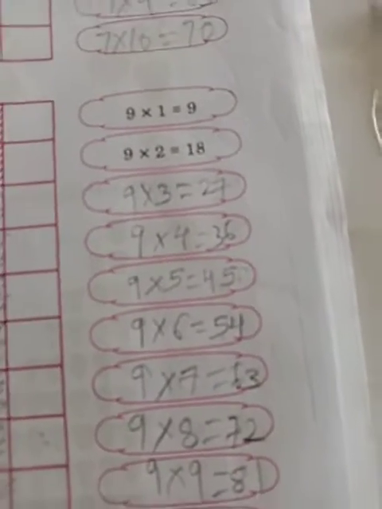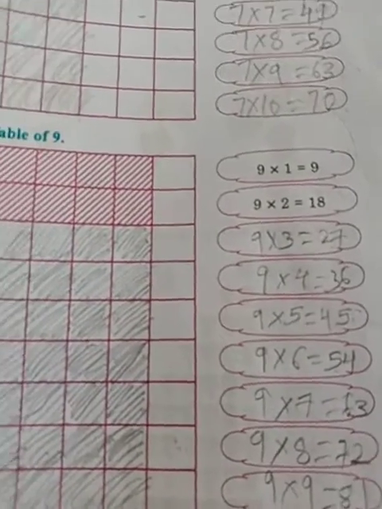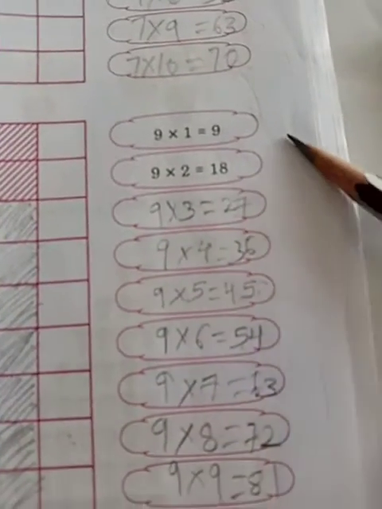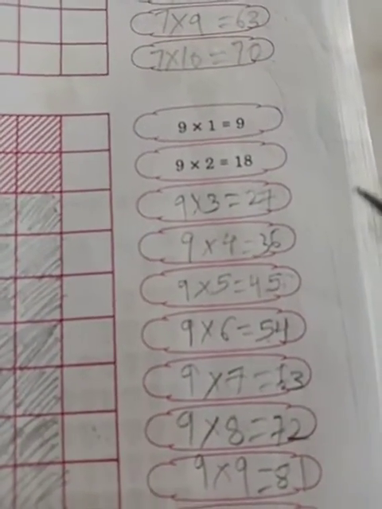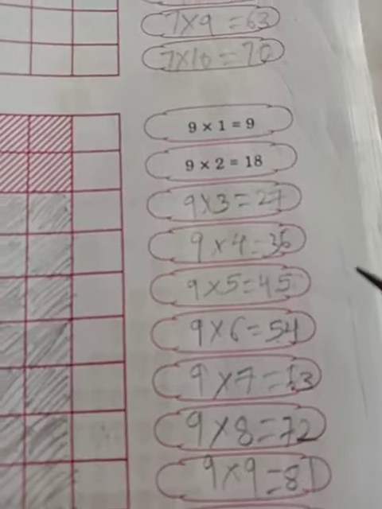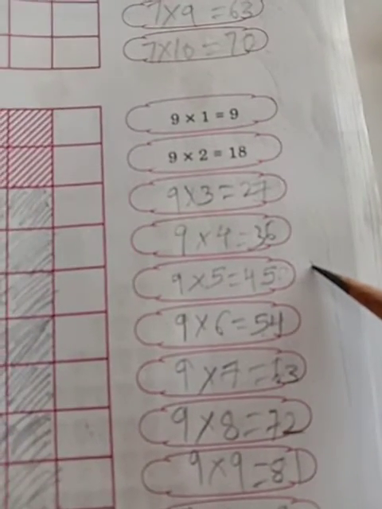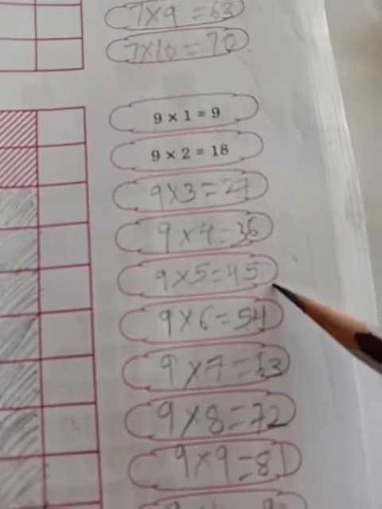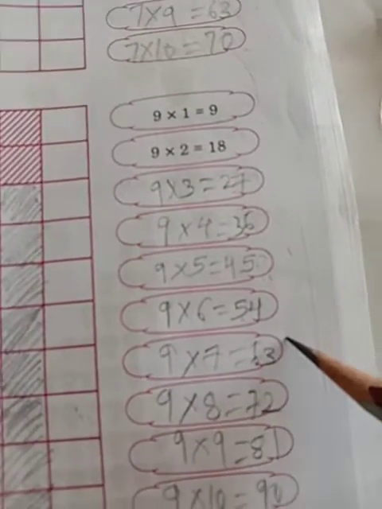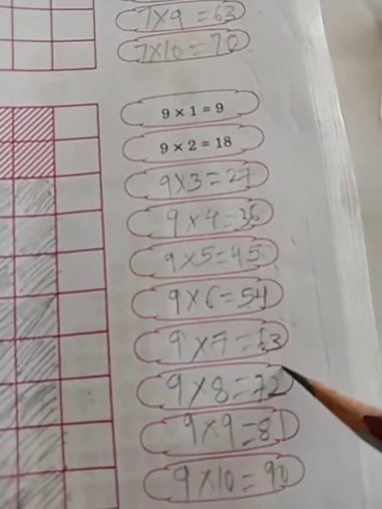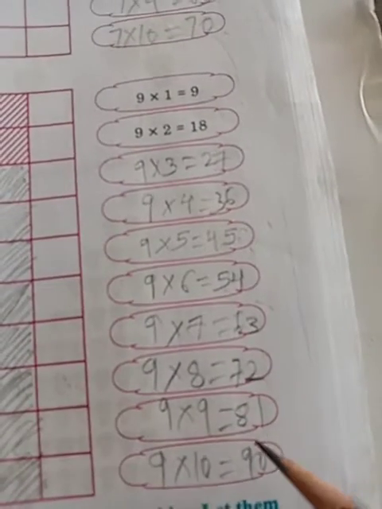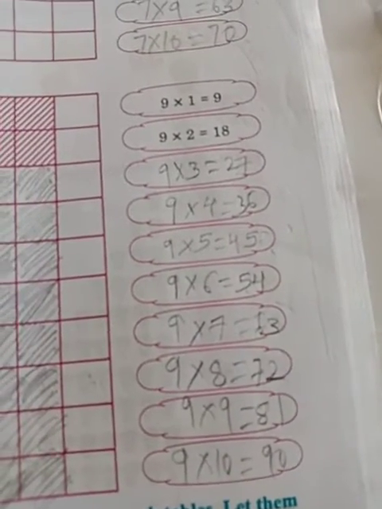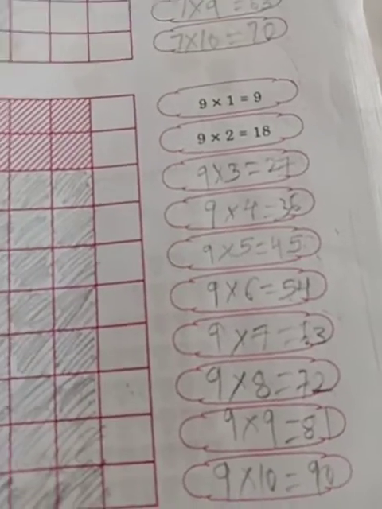Then 8 table, same like this. Keep and write your 8 table also. Okay. Now 9 table. 9 ones are 9, 9 twos are 18, 9 threes are 27, 9 fours are 36, 9 fives are 45, 9 sixes are 54, 9 sevens are 63, 9 eights are 72, 9 nines are 81, 9 tens are 90.